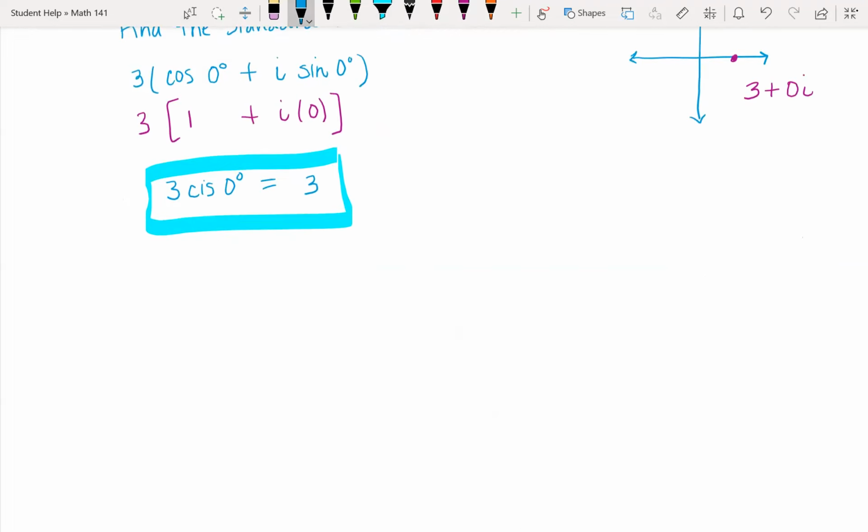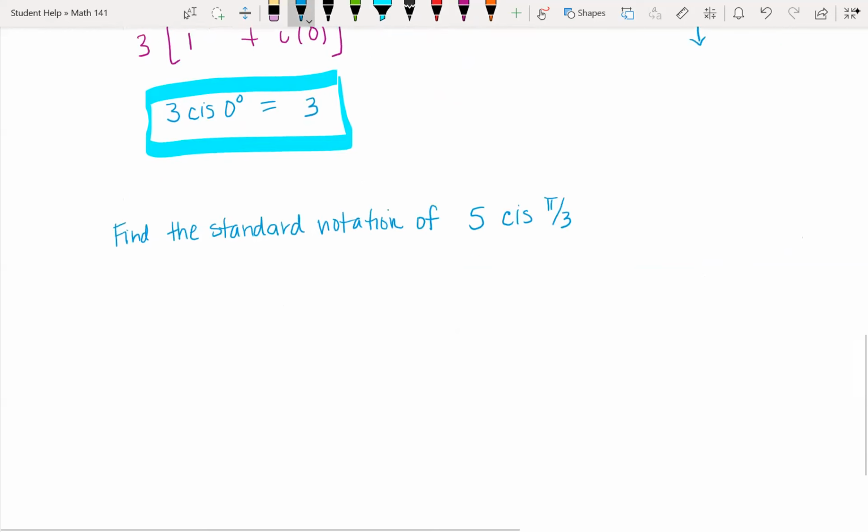All right, last one of these type. Let's find the standard notation of 5 cis pi over 3, or 5 cosine pi over 3 plus I sine pi over 3.